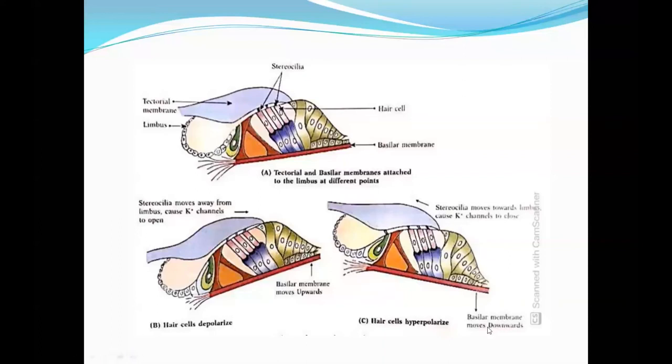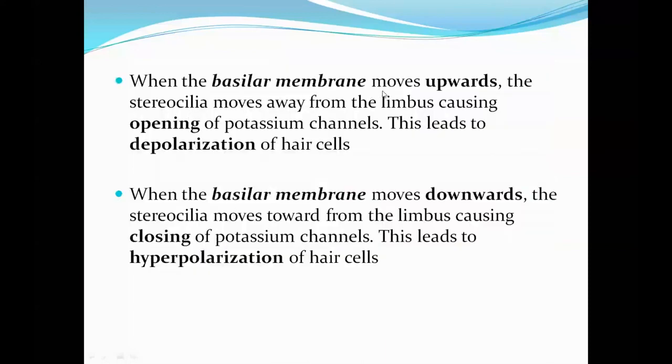And if the basilar membrane moves downward, the stereocilia move towards the limbus, and this will lead to the closing of the potassium channels, and that will lead to hyperpolarization. Here we can see when the basilar membrane moves upward, the stereocilia move away from the limbus, causing the opening of the potassium channel, and this leads to the depolarization of the hair cell. When the basilar membrane moves downward, the stereocilia move towards the limbus, causing closing of the potassium channel, and this will lead to the hyperpolarization of the cell.